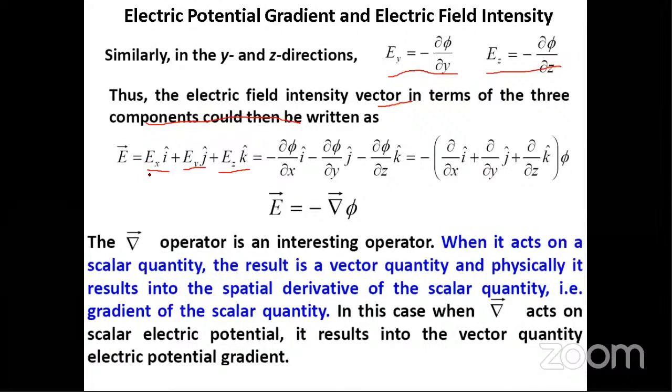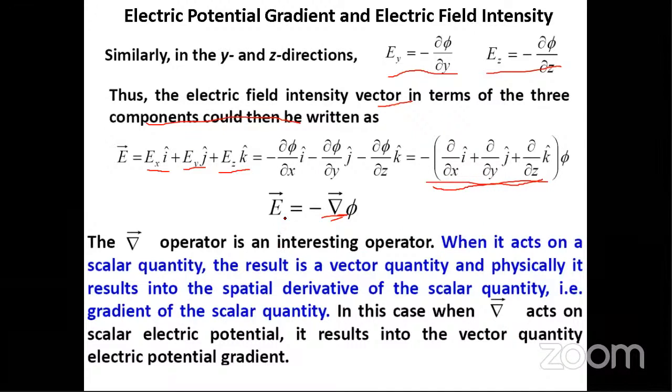So if you replace Ex, Ey, Ez by minus del phi by del x, del phi by del y, del phi by del z, it will look like this if you take phi common. This portion is represented as the del operator. The del operator is del by del x i, del by del y j, del by del z k. Frequently these things will be used in the next few lecture classes, and this is denoted as the del operator, which is an interesting operator.